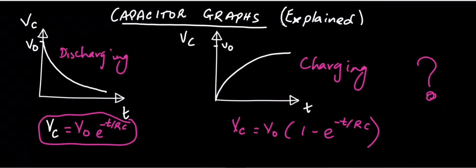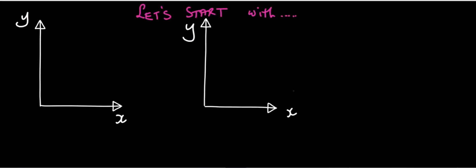Today's video, we're going to explain the mathematics behind how we get from one capacitor graph, our discharging formula, to a charging formula. It has everything to do with mathematics, so I'm going to go through that right now. First things first, let's start with the base. Our first graph is a graph of the equation, let's write it as y equals e to the x.